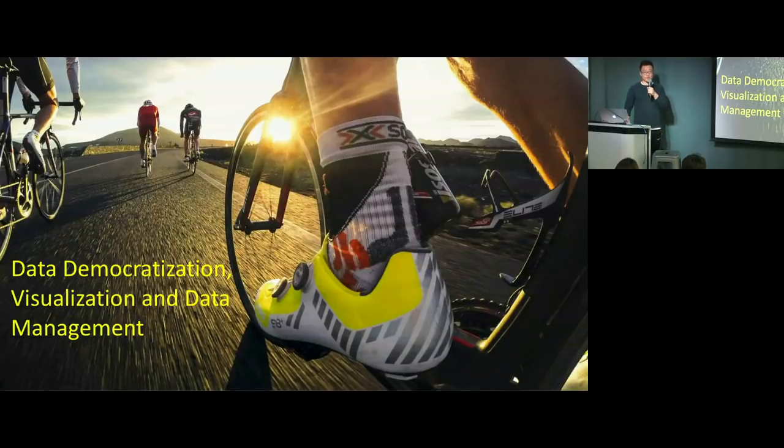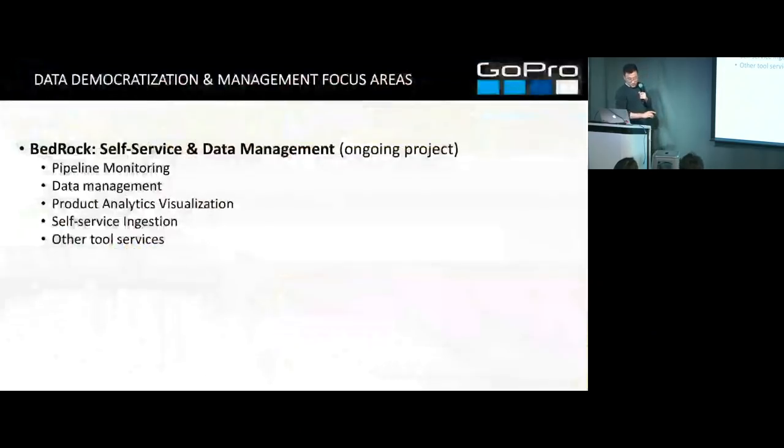So we built a web interface. We are using React in the front end to build a web UI to help them do some self-ingestion and data visualization. Currently, our self-service portal contains these 5 services. One is pipeline monitoring, one is data management, and also product analytics visualization. For this, I think we don't have too much, but we are working on that. And for self-service ingestion, currently we only support small file ingestion. For large files, we built the backend, but for the front end, we haven't had time to do that. But we are continuing to work on that.